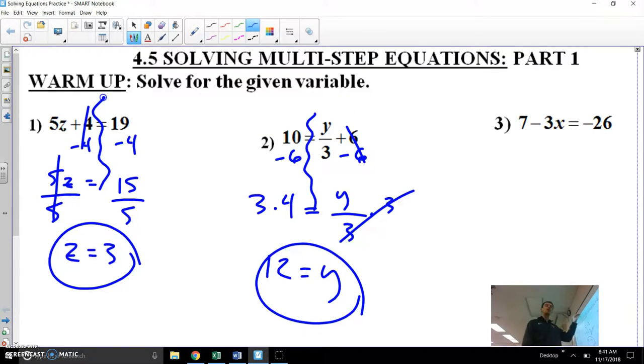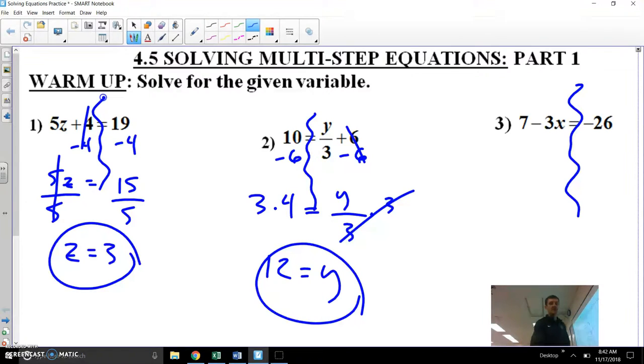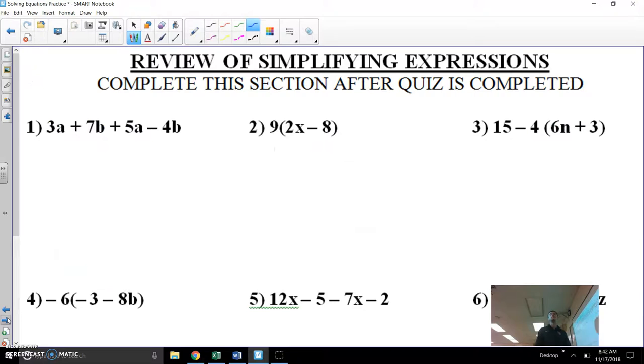So I want you to try number 3 on your own. Watch out for what are like terms, because things can switch positions on you. 5z plus 4, y over 3 plus 6, 7, no variable, minus 3x. So still think about what numbers should go together. The numbers without variables should go together, and make sure you really cancel to make 0 when you move something, or 1 if you're multiplying or dividing.